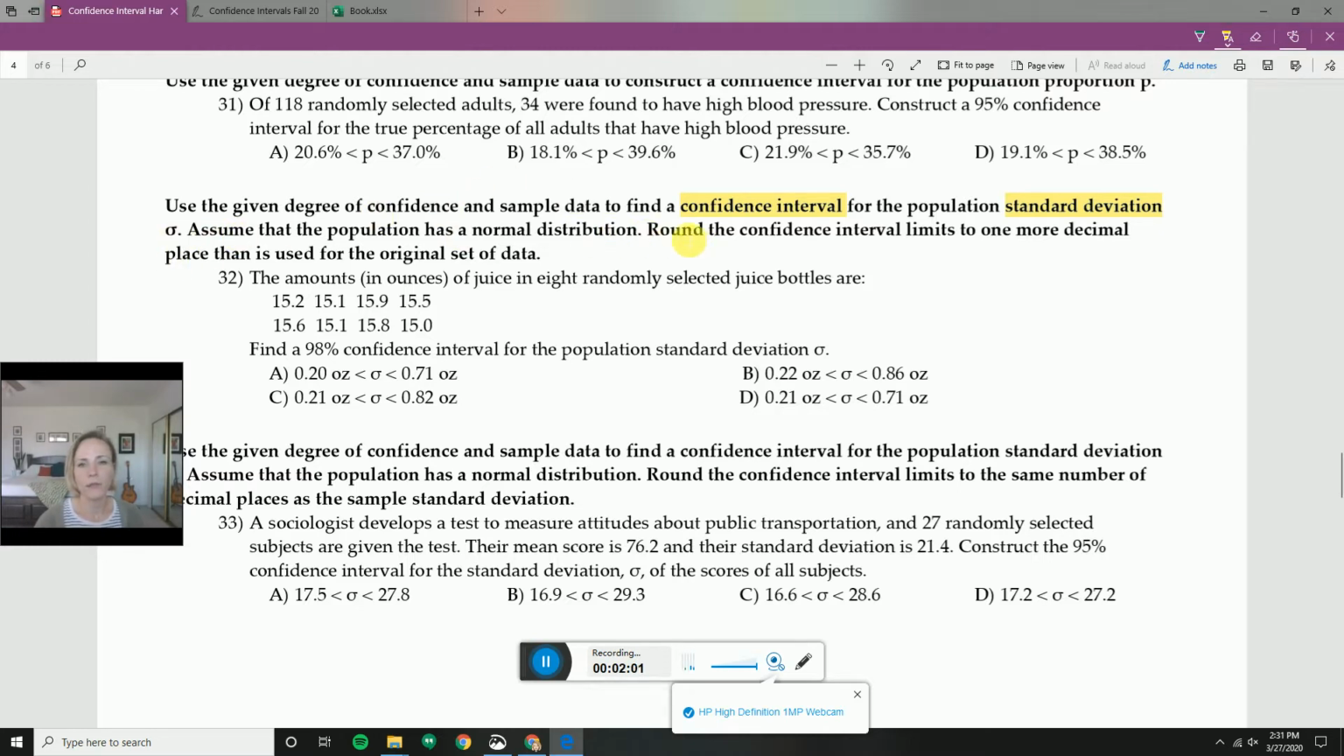Then it tells you information about how to round the answer. And then it gives you the raw data for the sample. Okay, and it lets you know that it wants a 98% confidence interval. So we'll need that when we go into Excel and calculate the critical values for this confidence interval.